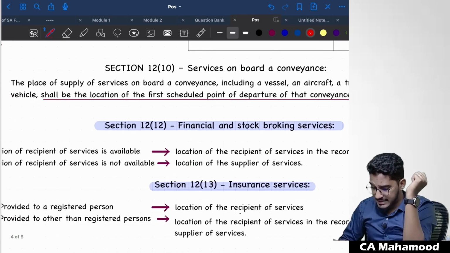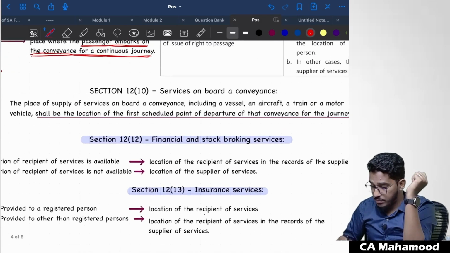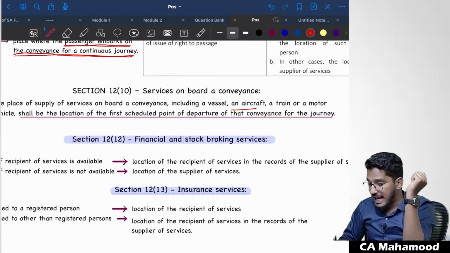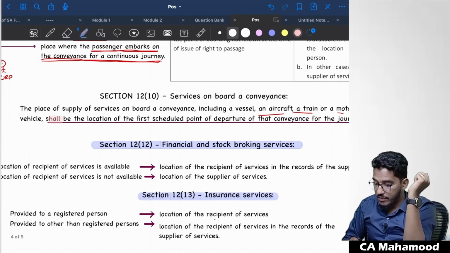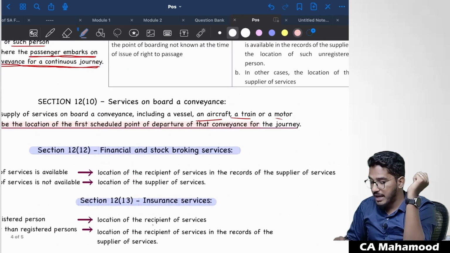And 12 subsection 10 says that the place of supply of services on board a conveyance, including a vessel, an aircraft, a train, or a motor vehicle, shall be the location of the first scheduled point of departure of that conveyance.